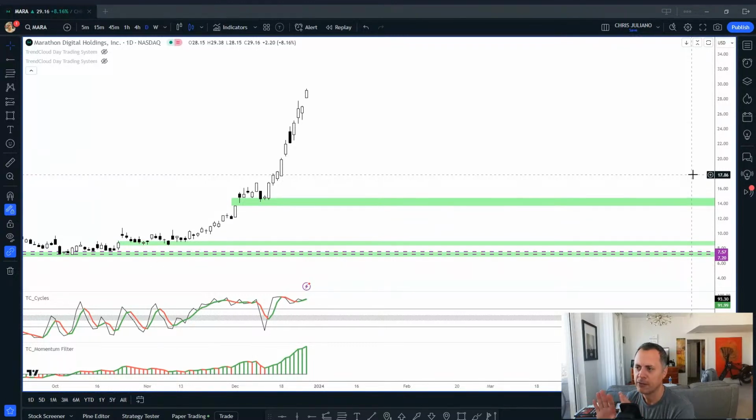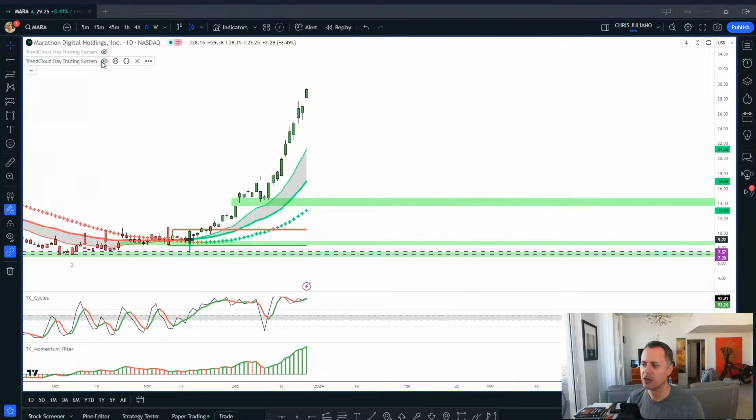Okay. So this is a done for you system already for accumulating wealth, for accumulating stocks that you want to be a part of. And it's simple to use. Okay. So everything is color coordinated for you.